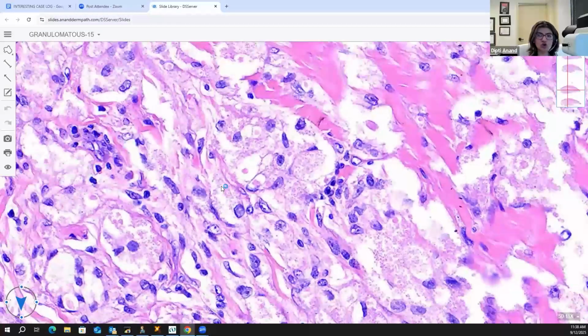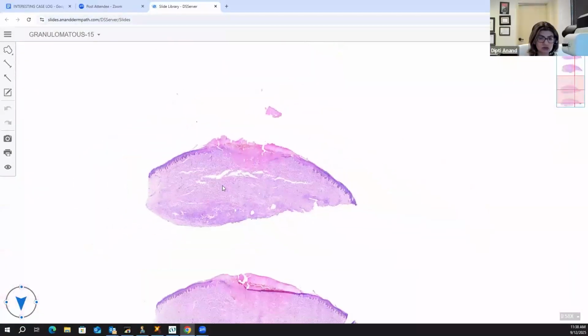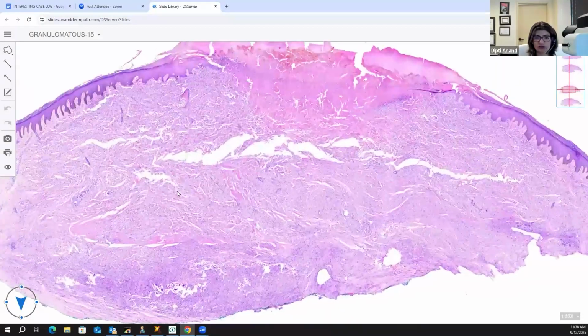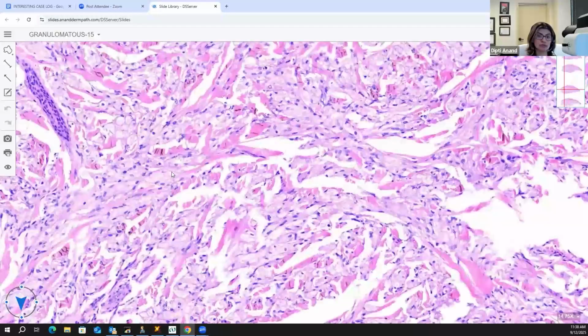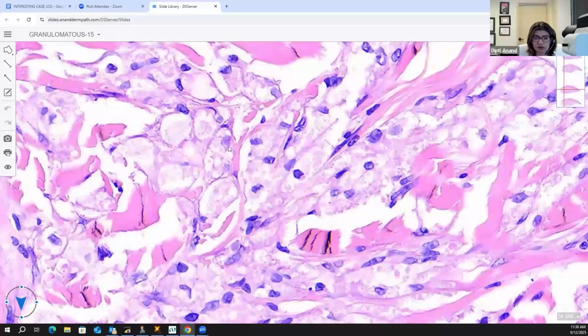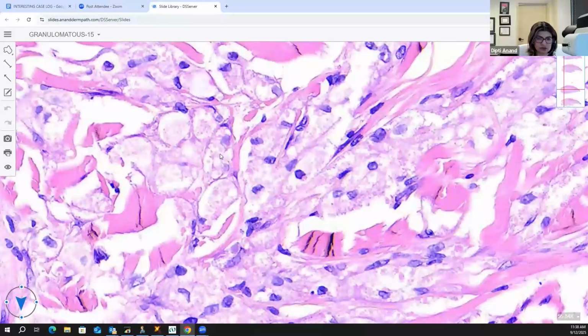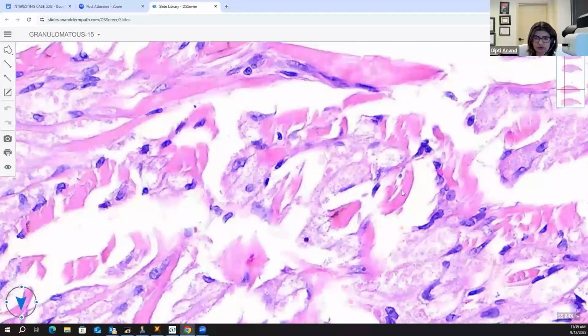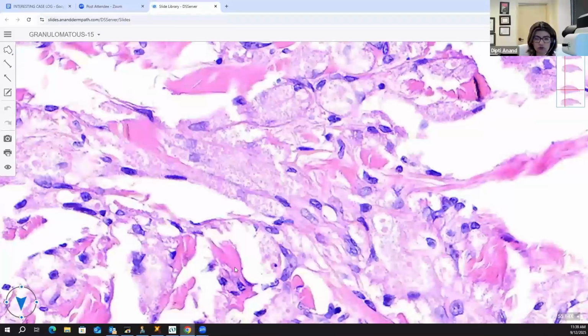Yeah. So you see on low power, honestly, this looks like a xanthoma, doesn't it? Big nodule, multinodule. But that's why you have to go up on high power. And when you go up on high power, you clearly see that these cells have granules in them. And here are the pustulo-ovoid bodies. There's another one right there. So this is your granular cell tumor.